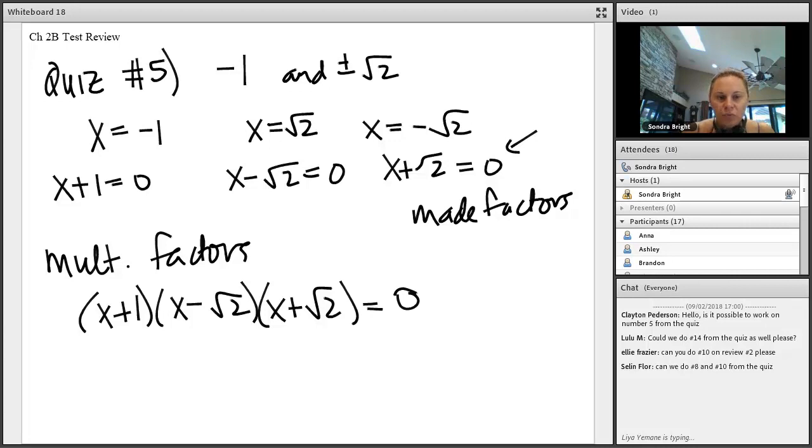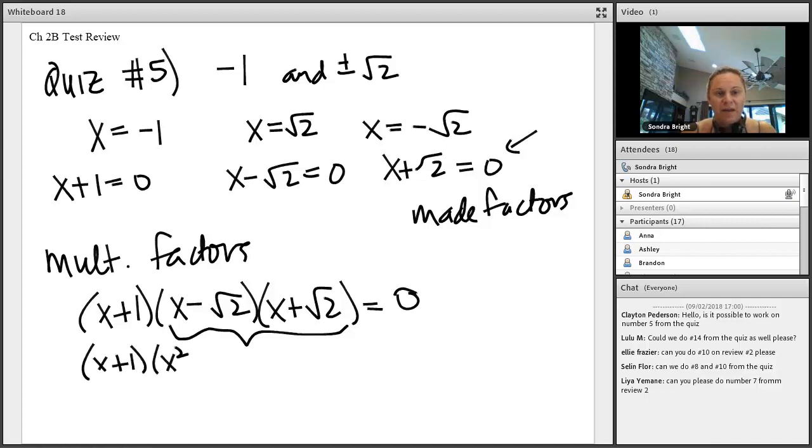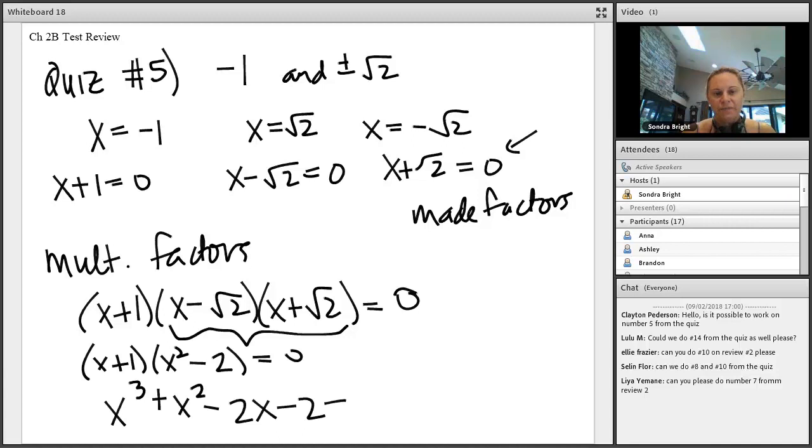The sum product rule is what we would use on this, or even better yet, the fact that they're the difference of 2 squares. You would end up with x squared minus rad2 squared, which is just 2. And then when you multiply all of those out, it becomes x cubed plus x squared minus 2x minus 2 equals 0. And that was the equation. You got to make sure if they're asking you for an equation, you should have an equal sign in your answer.